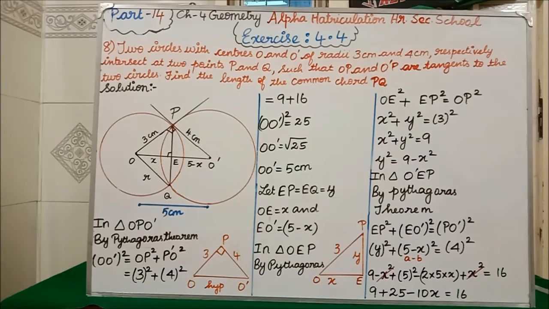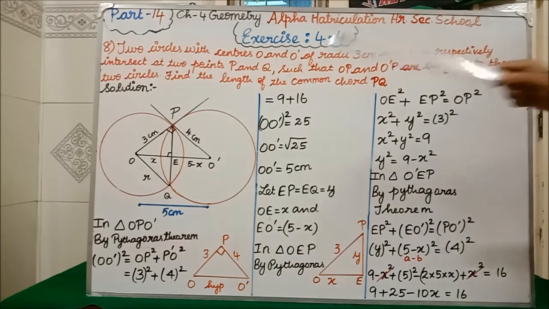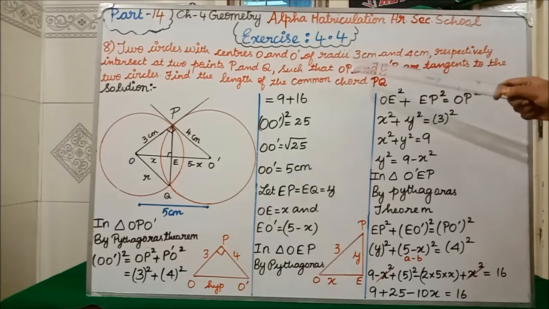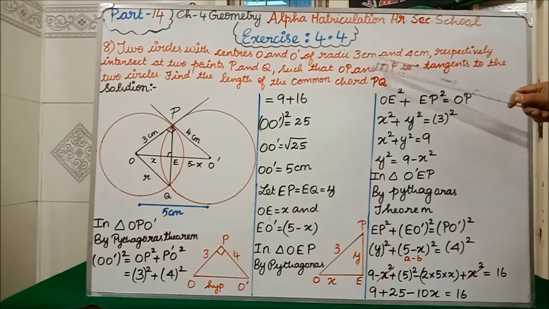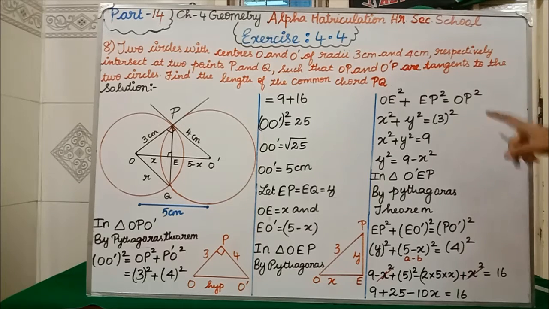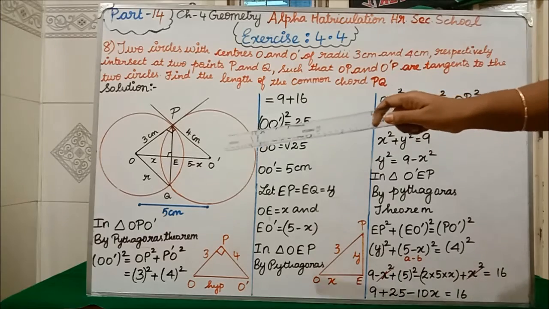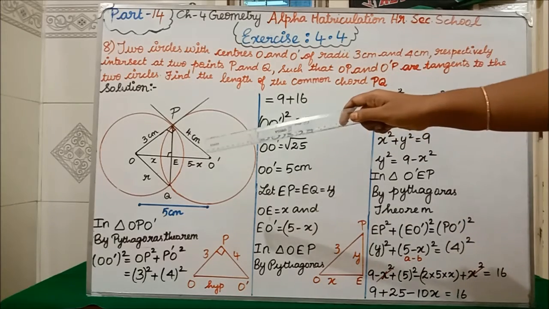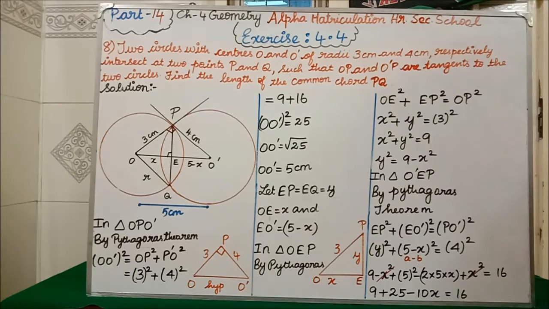Students, now in exercise 4.4, the next question we are going to see. 8th question. Two circles with center O and O dash of radii 3 centimeter and 4 centimeter respectively. What they are asking us is to draw two circles, one with center O and the other with center O dash. The first circle should have a radius of 3 centimeter and the second circle a radius of 4 centimeter. See our fair diagram, the first circle is somewhat small compared to this, isn't it? So that is 3 centimeter, this is 4 centimeter respectively.